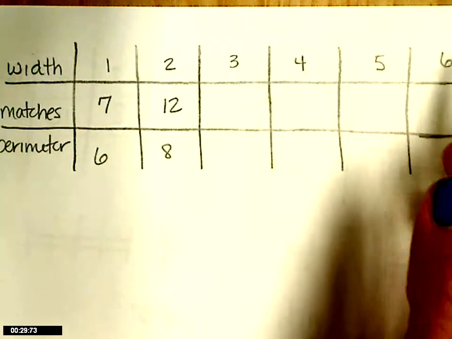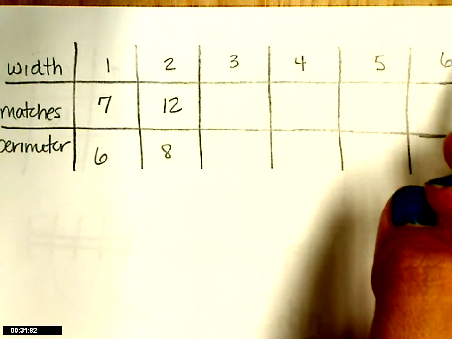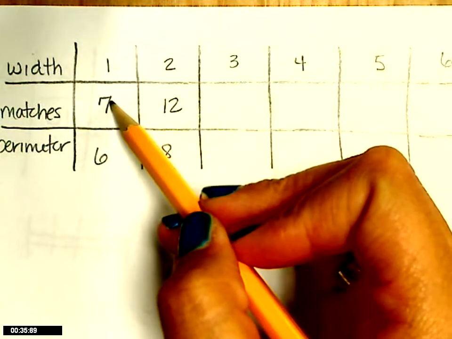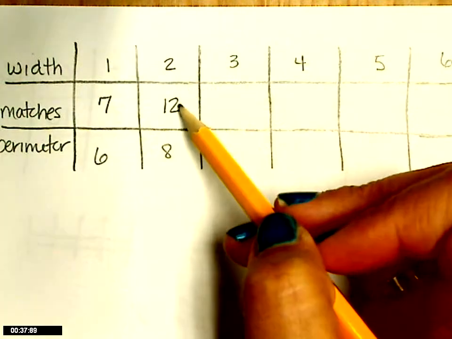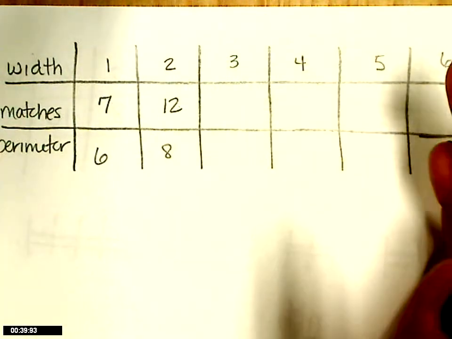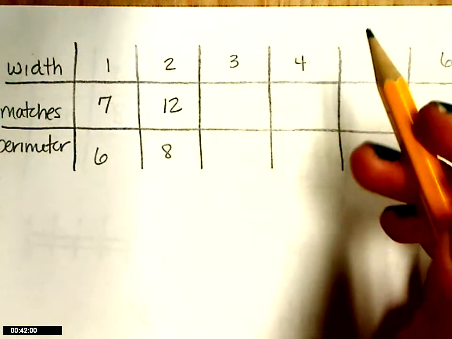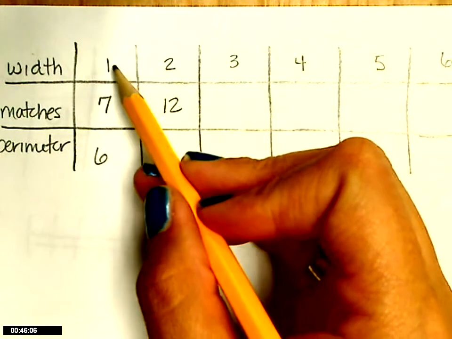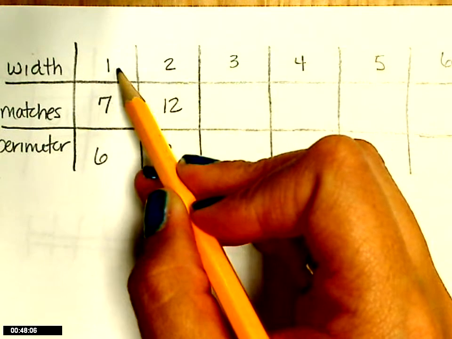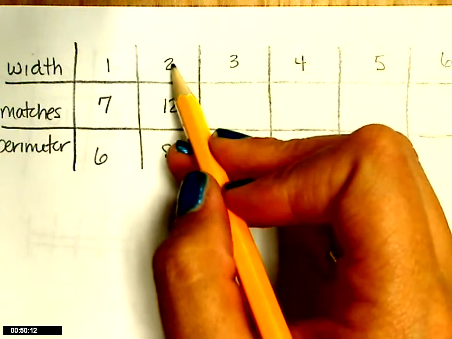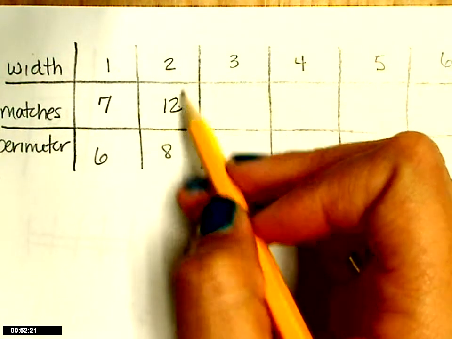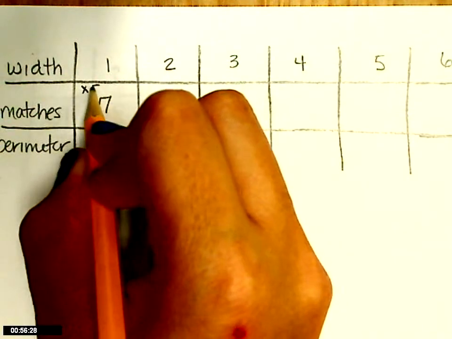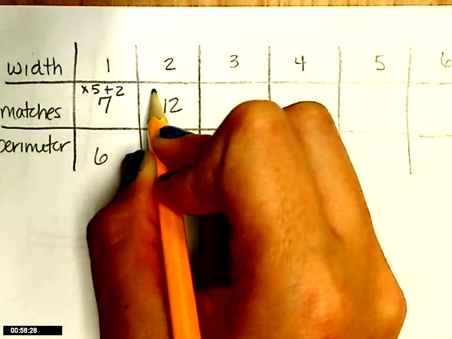Take a guess. What do you want to start with? 7? 1 times 7 is 7. That's good. 2 times 7 is 14, so it doesn't quite work, but we're on the right track, I think. Yes, ma'am? 2 times 5. Times 5. Hold on. So let's try times 5. 1 times 5 is 5 plus 2. 2 times 5 is 10 plus 2. Looks like I found it.